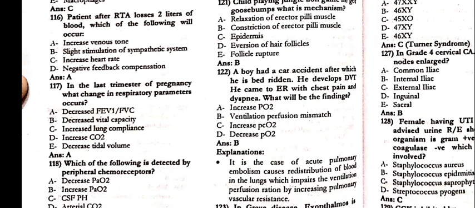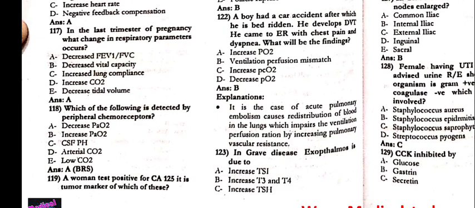117. The last trimester of pregnancy. What change in the respiratory parameters occurs? The decrease in FEV1 to FVC ratio. Which of the following is detected by the peripheral chemoreceptors? That is the decreased partial pressure of oxygen.